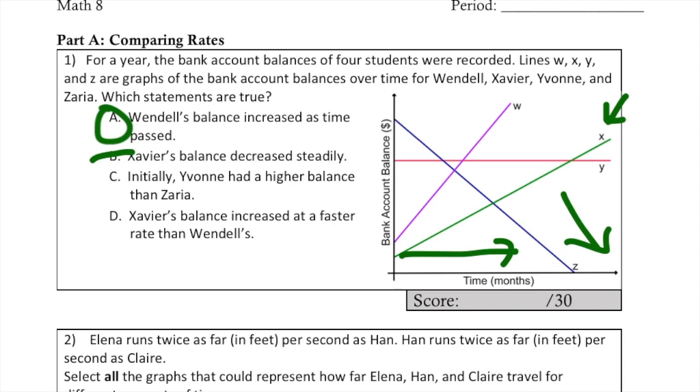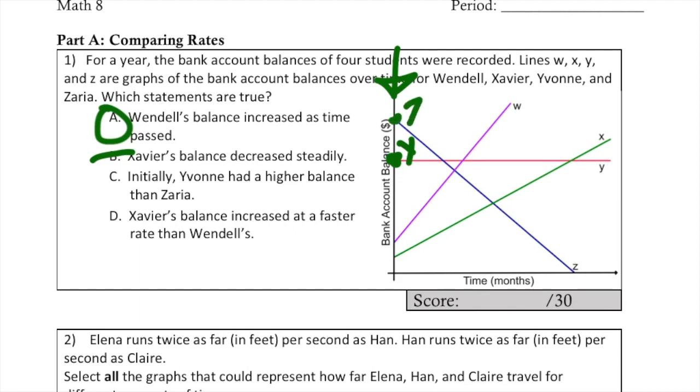Okay, next we're going to compare Yvonne and Zaria's balance. So when it talks about initial balance, it's talking about the vertical intercept, okay? So Yvonne's balance starts out here, and Zaria's balance starts out here. So who has the higher balance, Zaria or Yvonne? Zaria has the higher initial balance, so C is false.